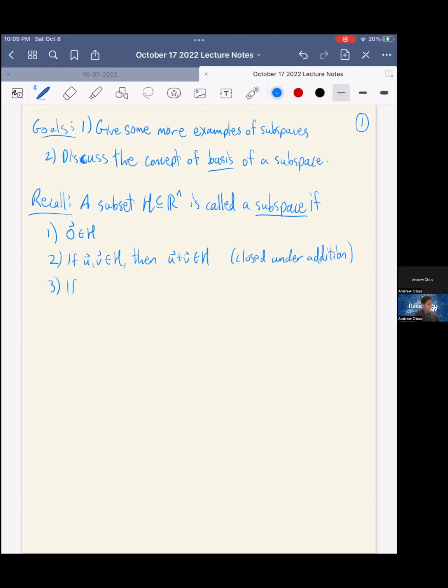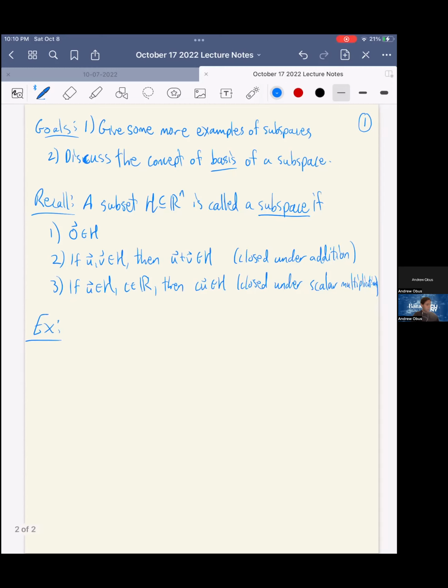And the third property is that if u is in H and c is a scalar, so a real number in R, then cu is also in H. This is called closed under scalar multiplication. Apologies for the small writing there. We saw a whole bunch of examples last class, which was already 2 weeks ago, and at the very end of class, we gave two particular examples that I want to spend a little more time talking about today.